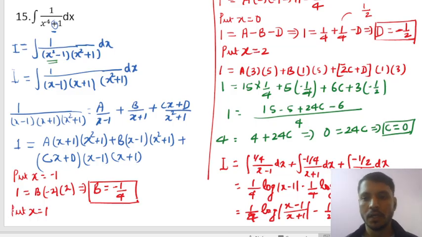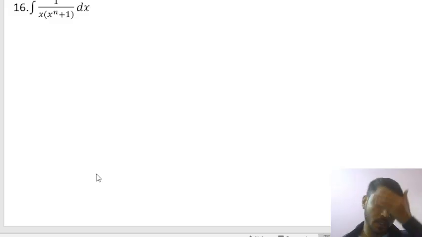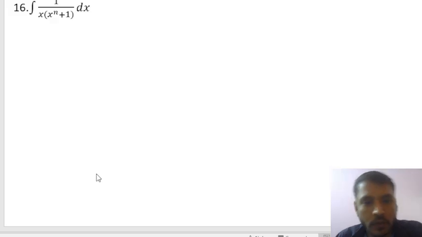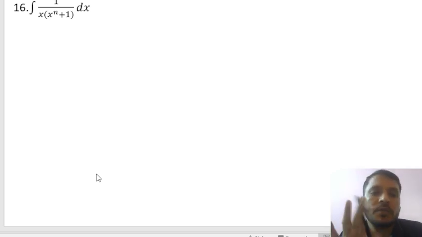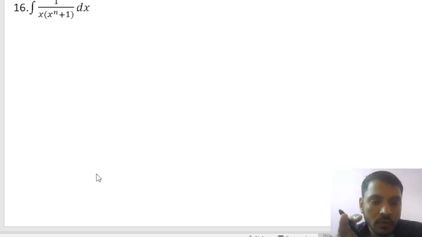So this is done. Now I'm going to move on to the next slide, that is question number 16. So what is question number 16? Here we are given: integrate 1 by x into x to the power n plus 1 into dx. How can we do that? Here we can see in the denominator we have x to the power n. What if its differentiation is present in the numerator? What can we do? What is the differentiation of x to the power n? So its differentiation will be n x to the power n minus 1, right?